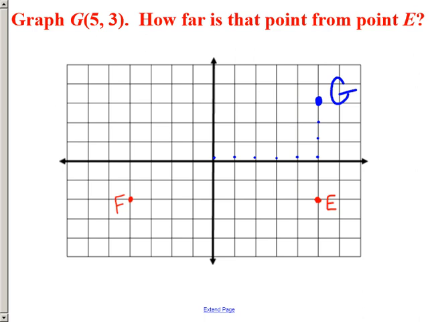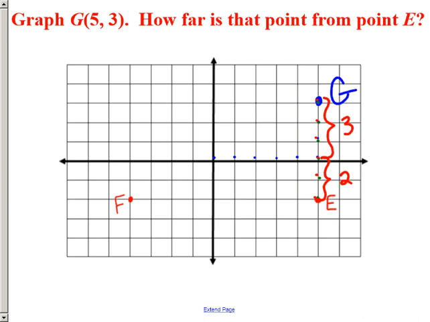And how far is that point from point E? Well, if we want to measure from G to E, we can do it a couple different ways. We can just count from E to G or G to E. So starting at E, I would count 1, 2, 3, 4, 5. It's 5 units. Or from G to E, I would count again from G, count 1, 2, 3, 4, 5 units. And again, because they're on opposite sides of the axis, I could count from G to the x-axis is 3 units, plus from the x-axis to E is 2 units, for a total distance of 5 units.